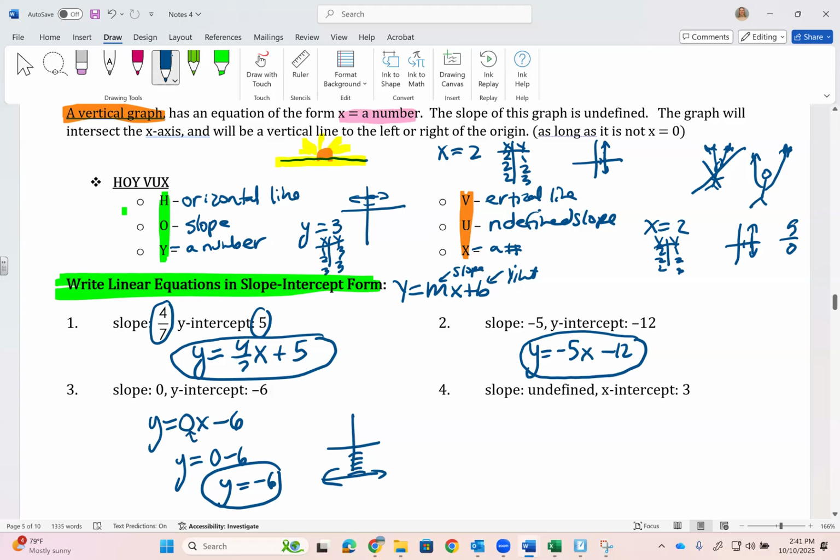If your slope is undefined and your x-intercept is at 3, you can imagine this is x equals 3. Any vertical line is just x equals, any horizontal line is just y equals. And so holding on to that, learning that, practicing that, rehearsing that is going to be good for you.